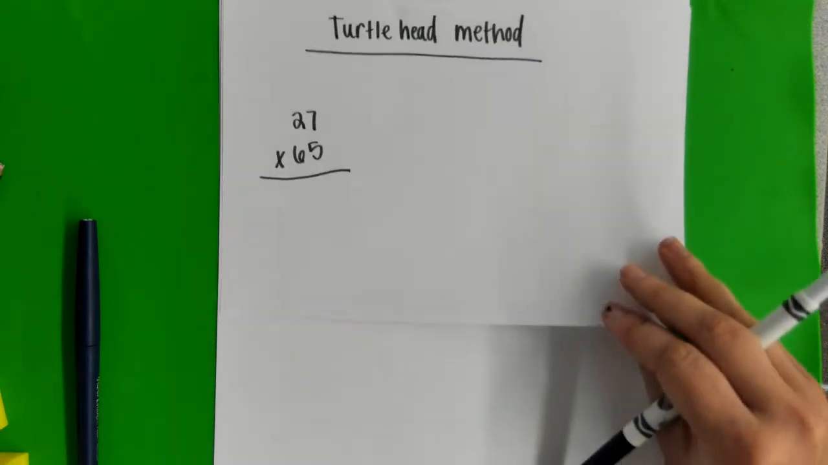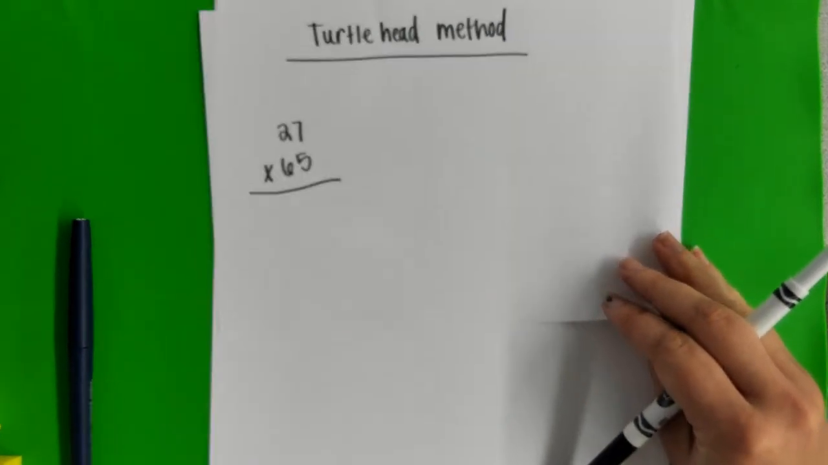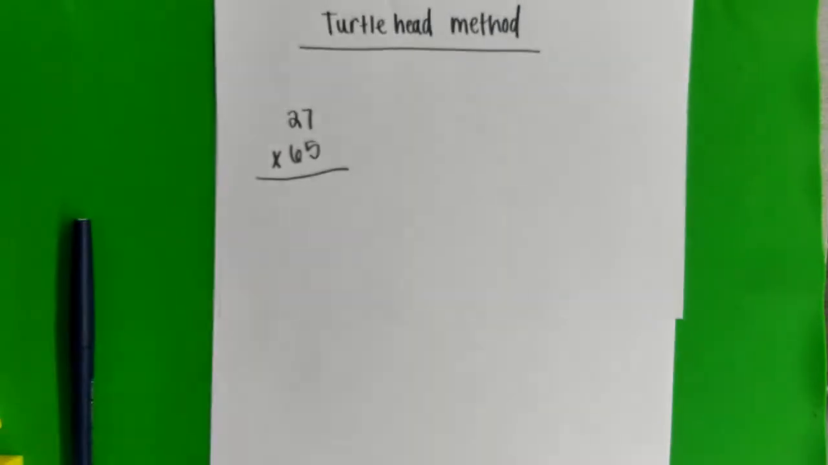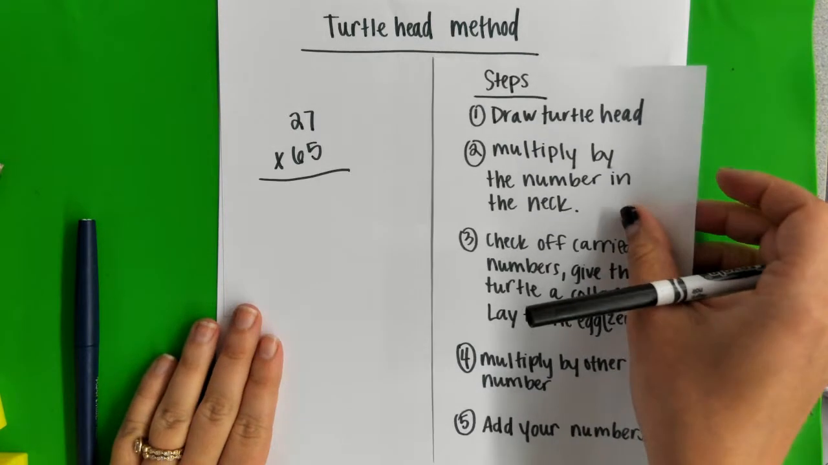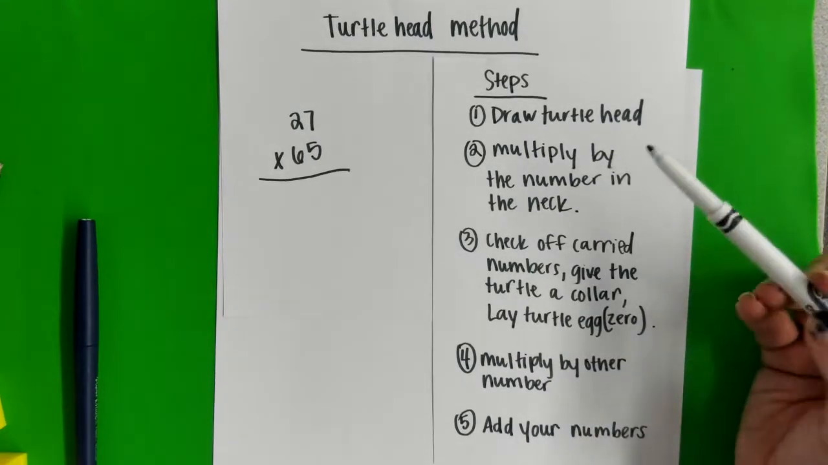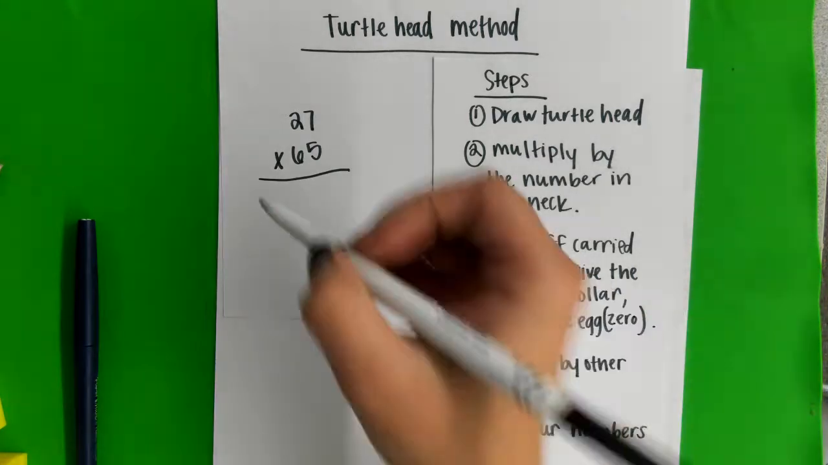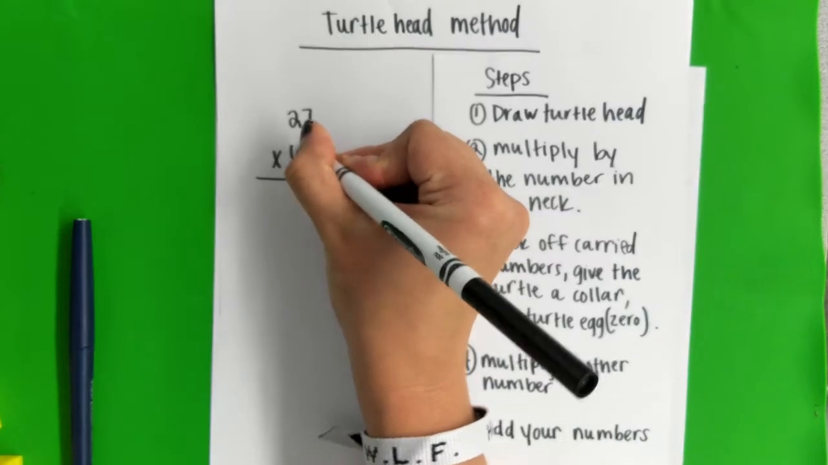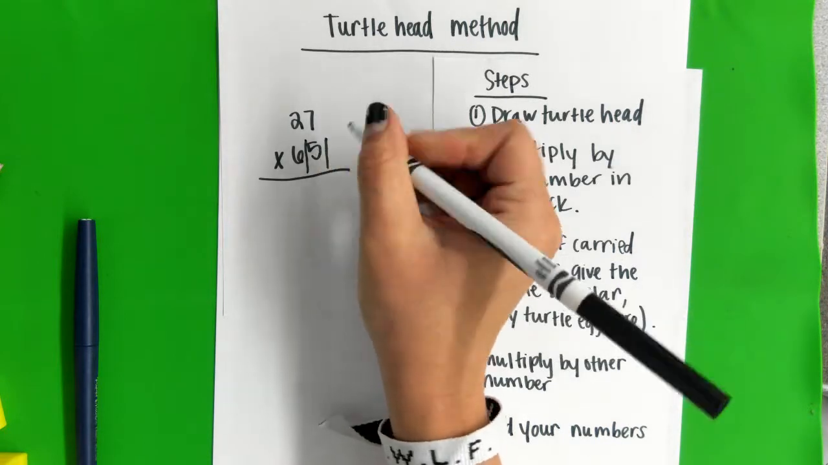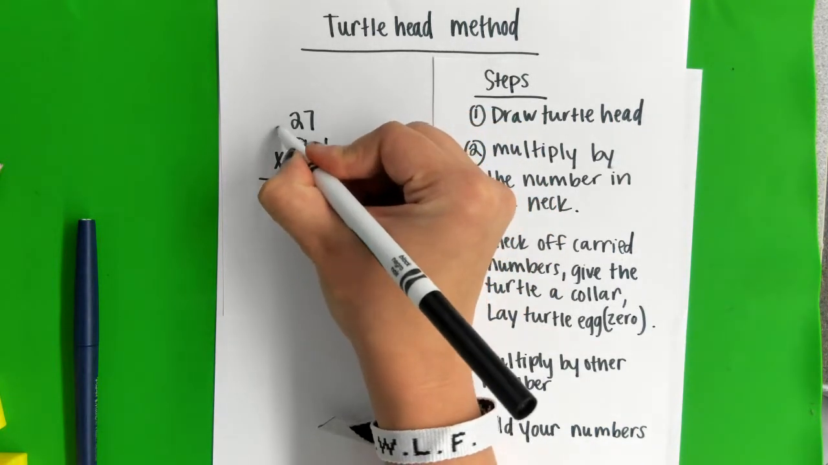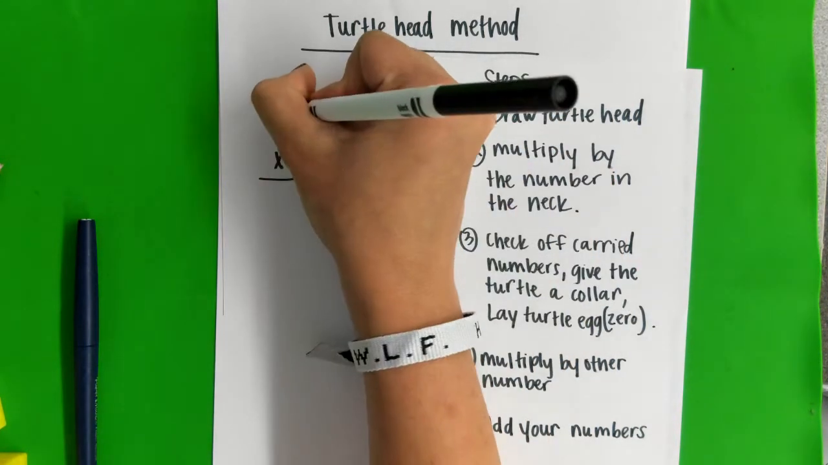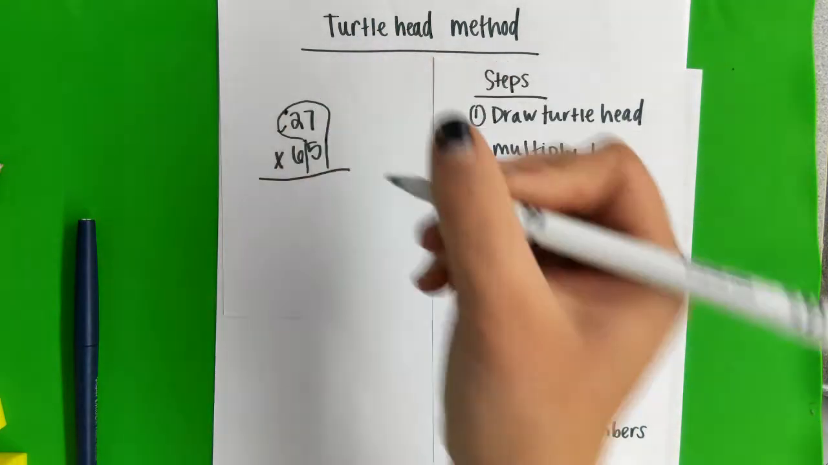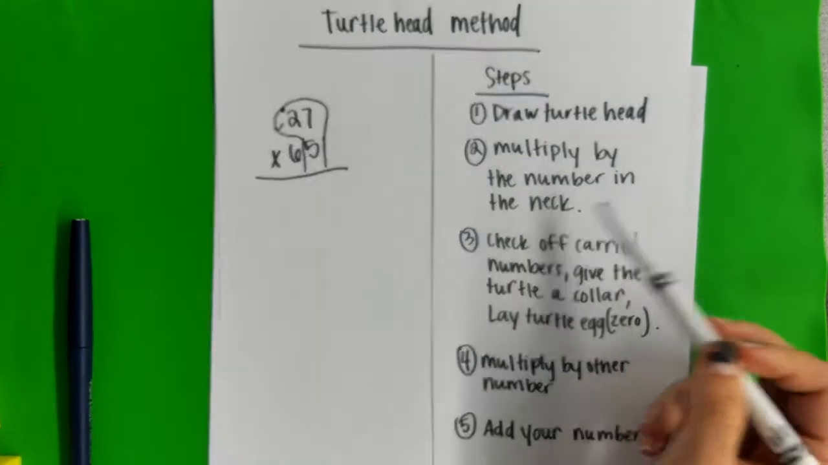Okay, now we are going to learn how to multiply 2-digit by 2-digit numbers using the turtle head method. So for the turtle head method, we have some steps. Our first step is to draw a turtle head. And to do this, we start our neck right here in our ones place of our second number, and then we loop it around. Kind of looks like a turtle head. Pretend there's a little eye there and a little smile.